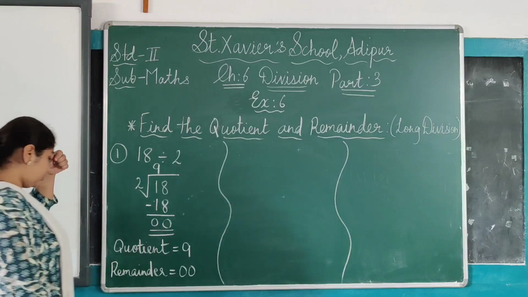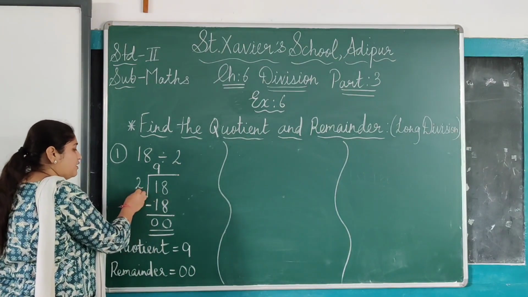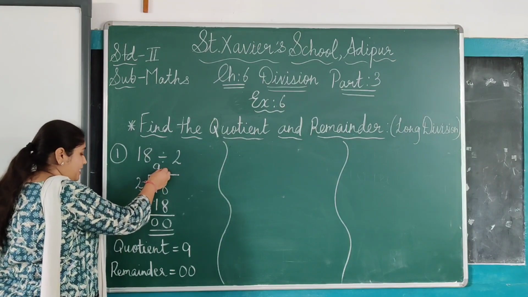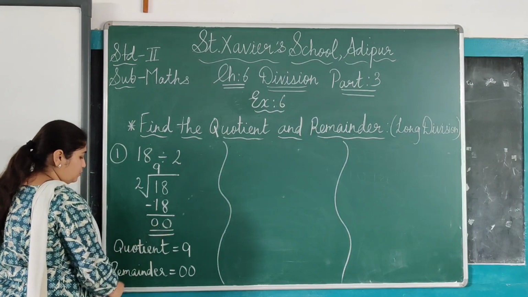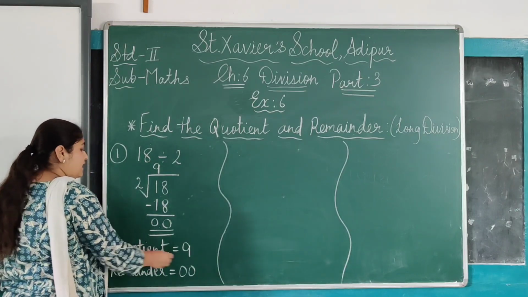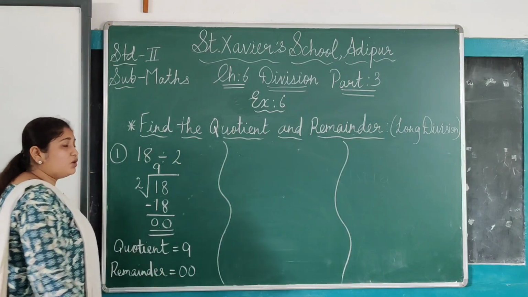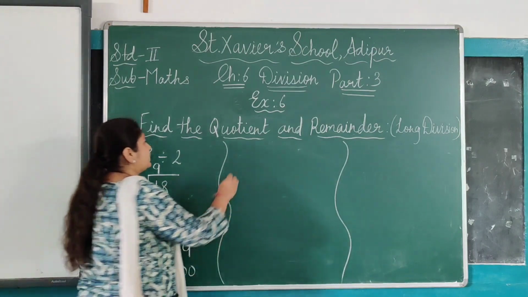Right? So the quotient and remainder. See, 18 को जब 2 से आपने डिवाइड किया, so quotient आया 9 and remainder आया 0. So this particularly हमको लिखना है कि quotient क्या है? 9 और remainder क्या है? 0. Okay, my dear students. Now the second one.